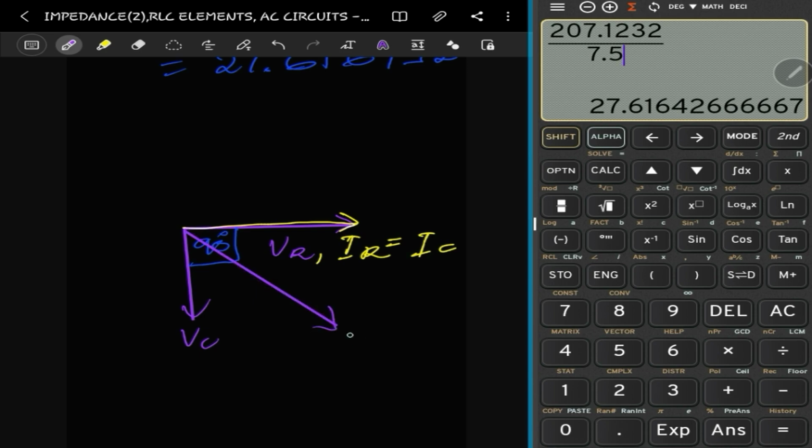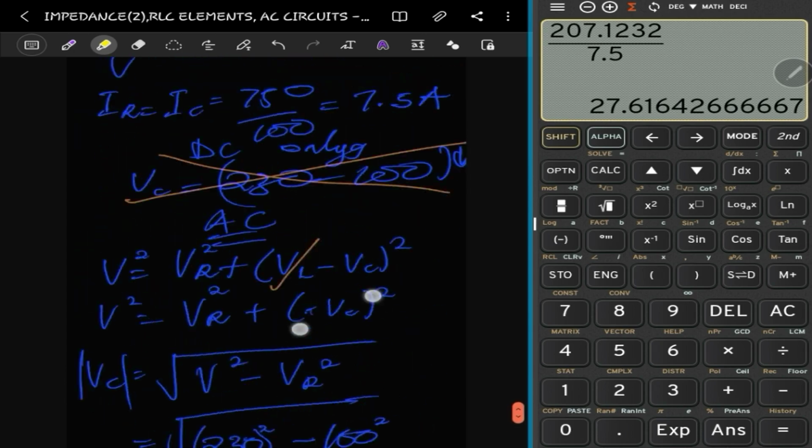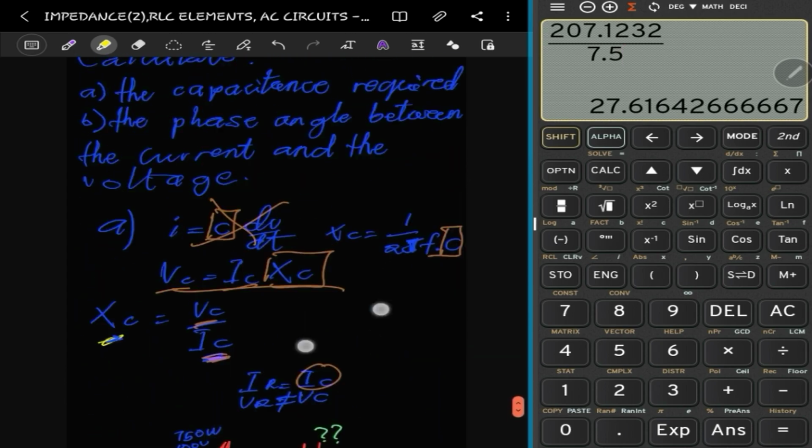So we're trying to find this V, which you see, let's say, the resultant. It looks like this one, so let's just write it this way. So this is the voltage from the source. Basically it wants us to find the phase angle between the current and the voltage supply.